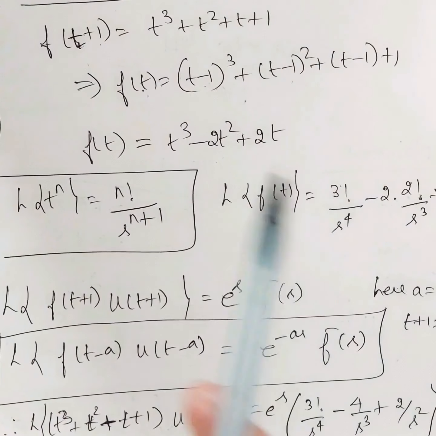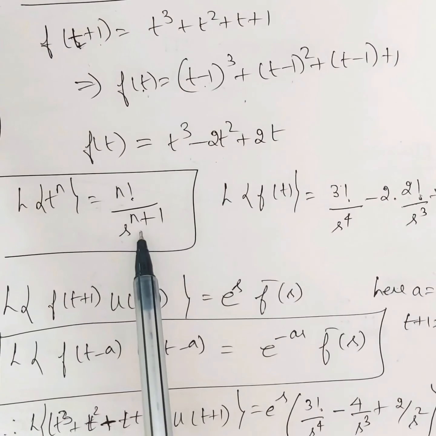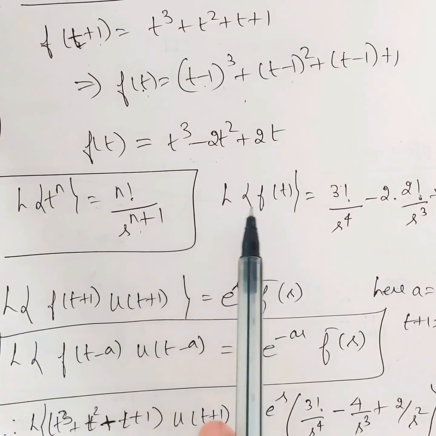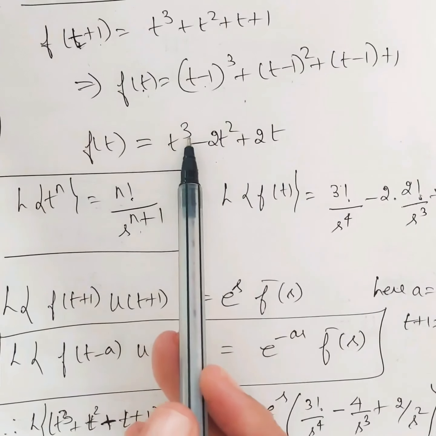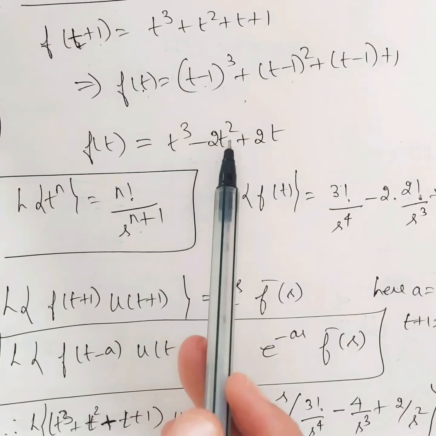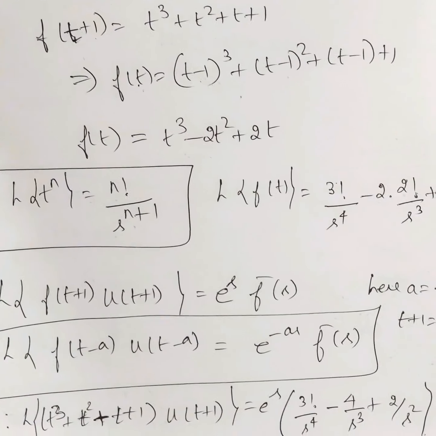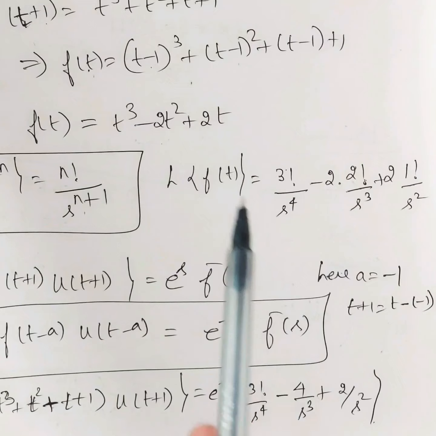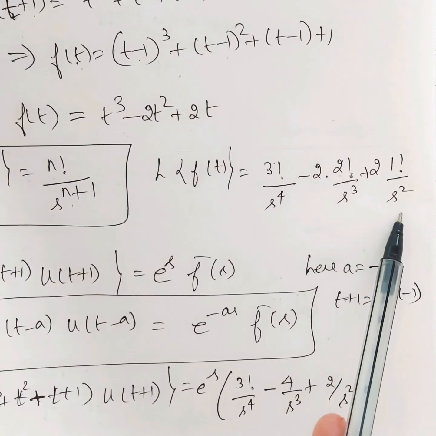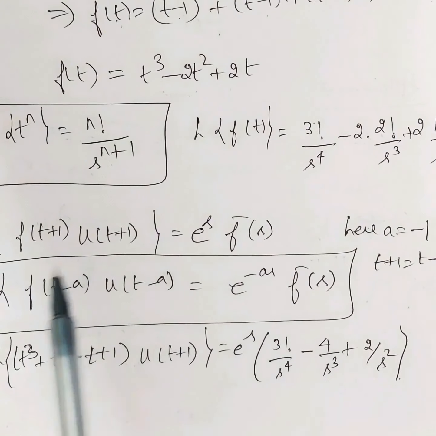Now we have to find Laplace transform of this. What is Laplace transform of t power n? You have to write down the formula. n factorial by s power n plus 1. So Laplace of f of t is, for the first term, 3 factorial by s power 3 plus 1, minus 2 into 2 factorial by s power 2 plus 1, so s cube, and then finally plus 2 into 1 factorial by s square. So we got this Laplace transform, and then we have to use this formula.